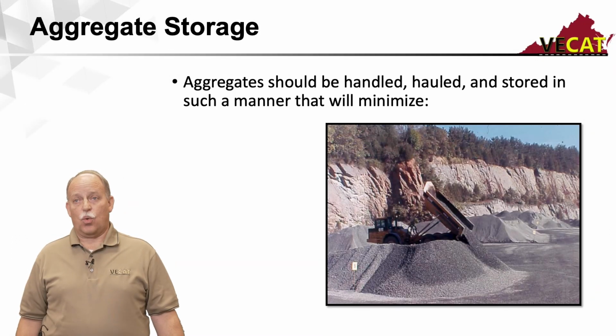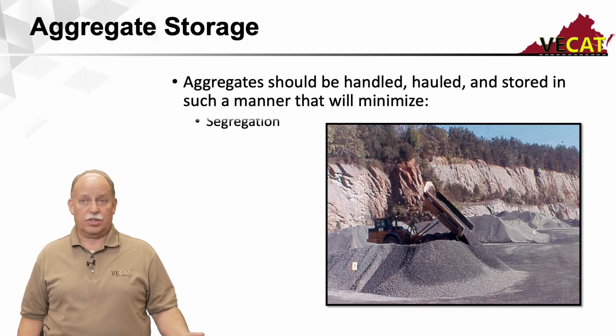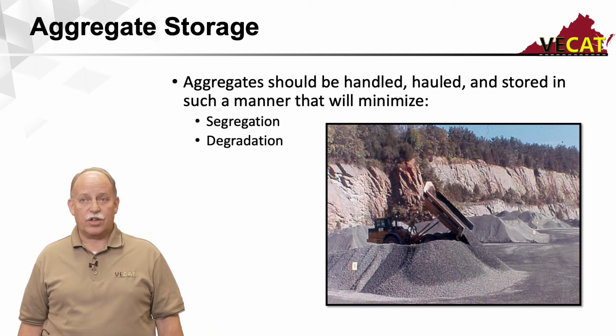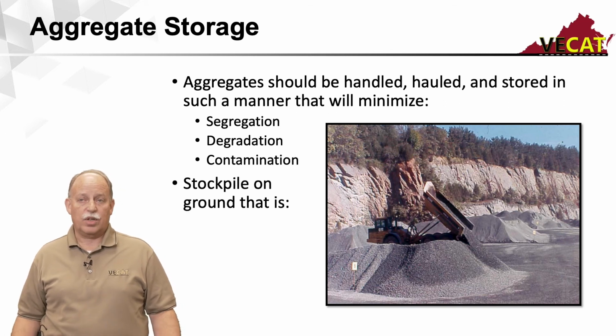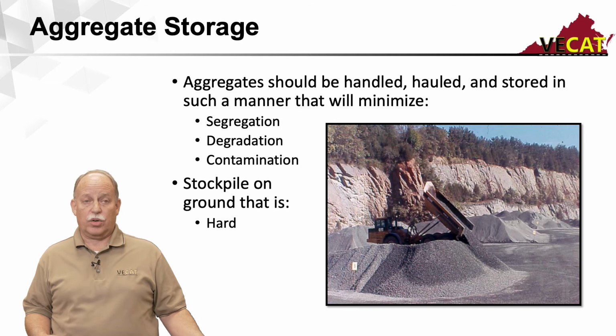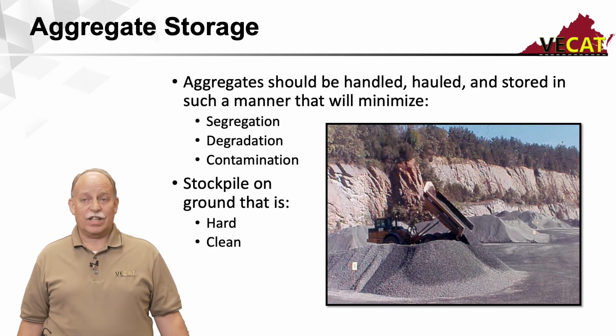Let's talk about aggregate storage. Aggregates must be handled, hauled, and stored in such a manner that they minimize lots of things: segregation, degradation, contamination. When you have a stockpile on the ground, you need that stockpile to be on a hard surface, if at all possible. What many plants do is they actually will pave their lots so that they ensure that they're not getting those deleterious substances I talked about earlier, and therefore it's on a hard surface and you won't get any impact from that. You want a clean surface.